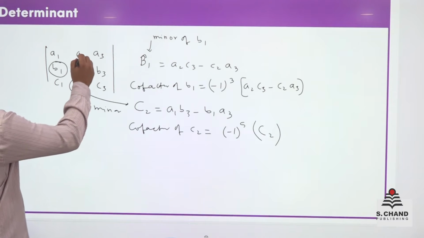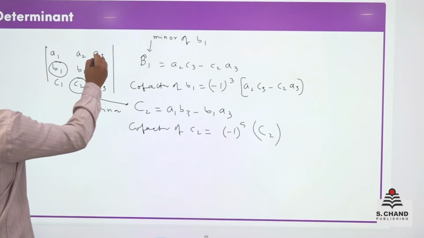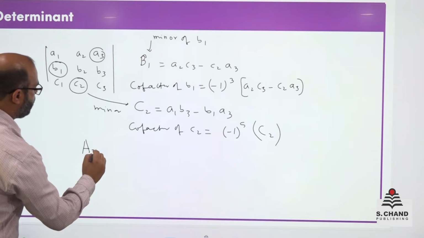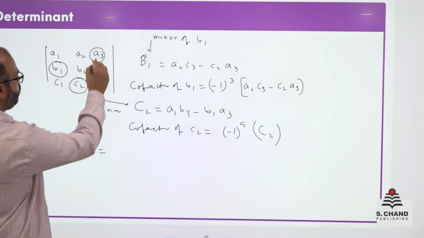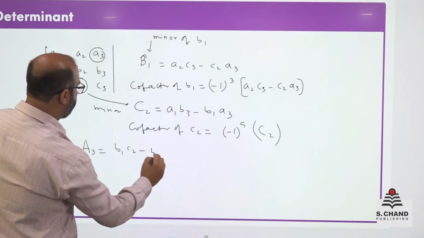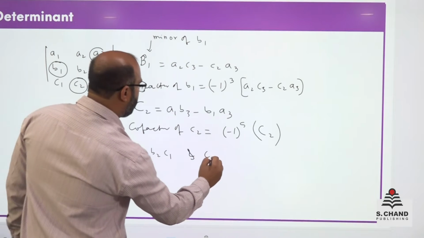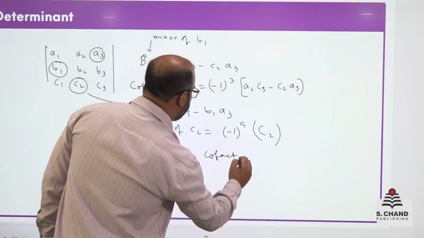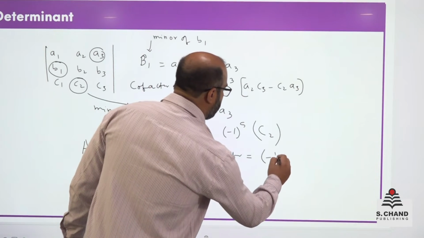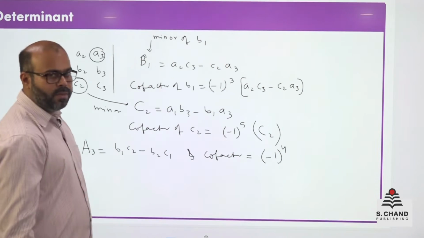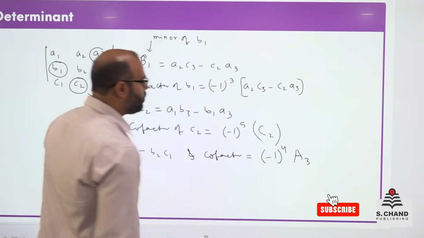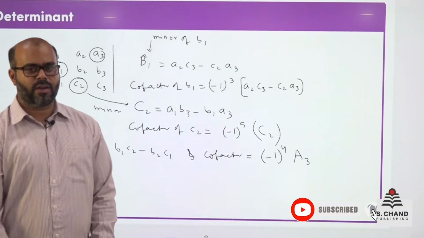Let us take A3. So the minor of A3 is equal to, eliminate this row and this column, B1 C2 minus B2 C1. And the cofactor: its position is first row third column, 1 plus 3, 4. So it will be plus, because minus 1 to the power 4 is plus 1, into the minor. So this is how minor and cofactor are obtained.